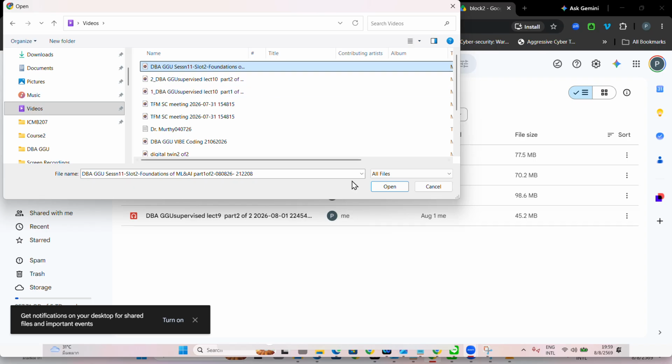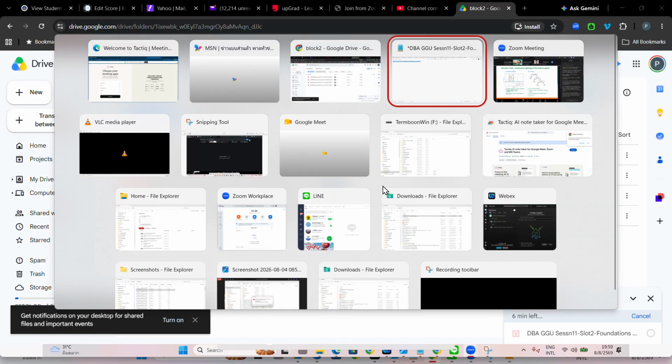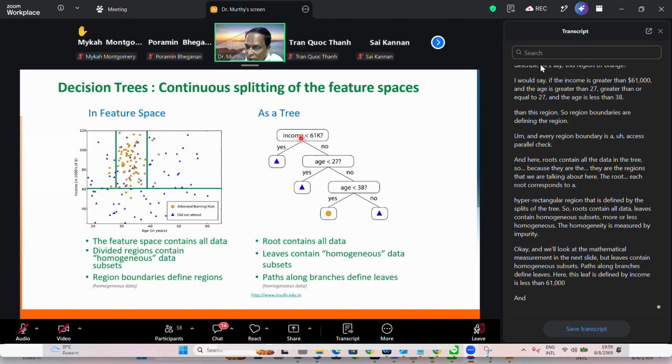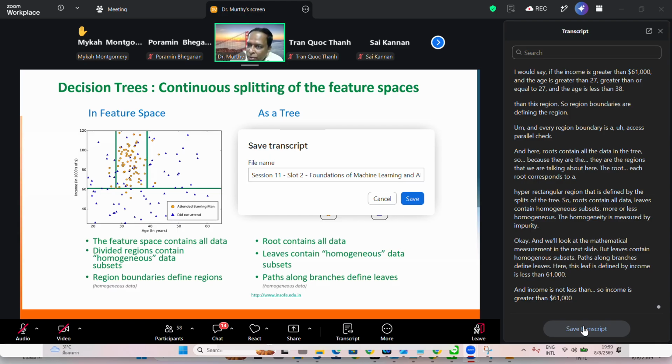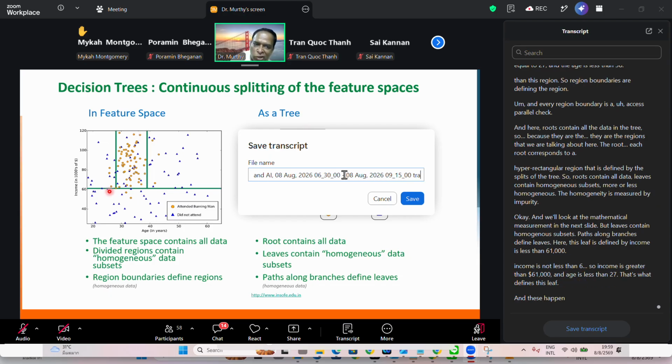Paths along branches define leaves. Here, this leaf is defined by income is not less than 61,000. So income is greater than 61,000 and age is less than 27. That's what defines this leaf. And these happen to be the sides of the hyperrectangle.